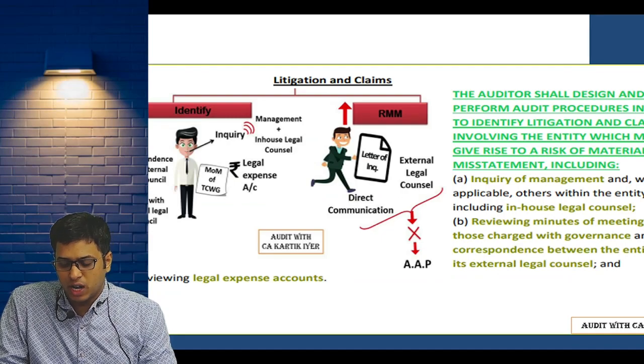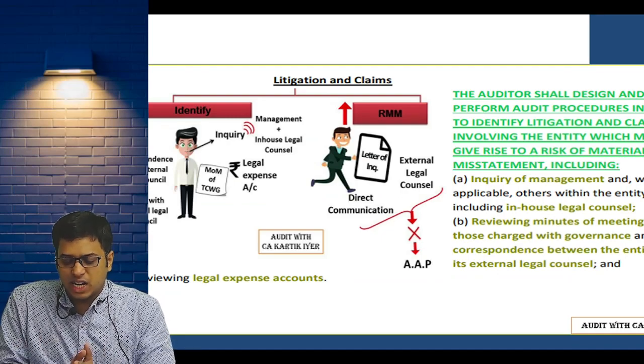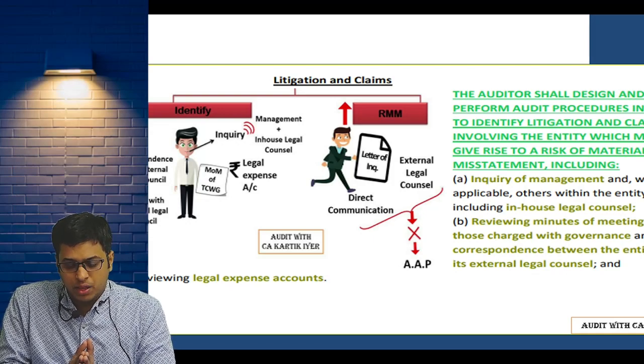But again, now we are doing something called litigation and claims. आ जाओ इस पे. Now litigation and claims, the first thing that we do is see there are 2 answers to it.